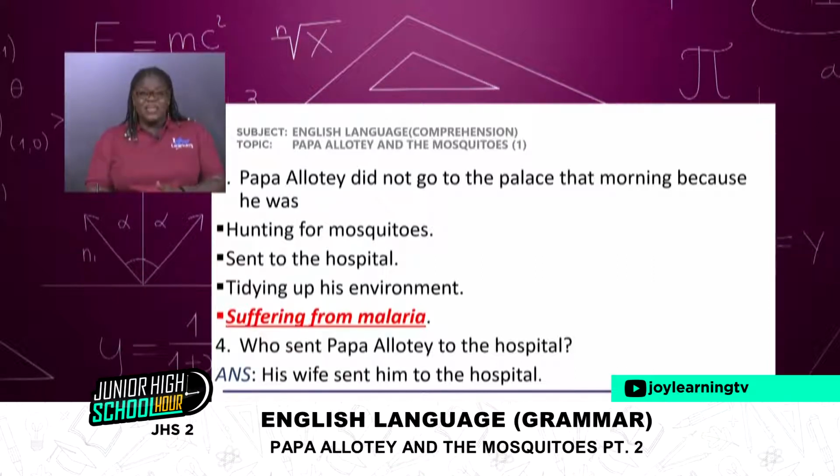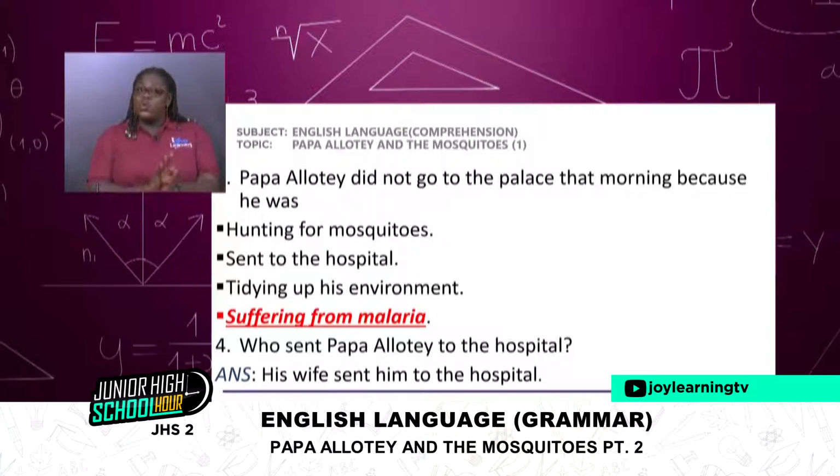Okay, it was after the chief had sent somebody there. That was when the chief asked the wife to send him to the hospital. So, tidying up his environment, no. Papalo had no time for that. He would rather go buy a gun to shoot mosquitoes. So Papalo did not go to the palace that morning because he was suffering from malaria.